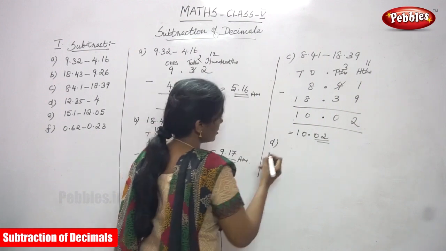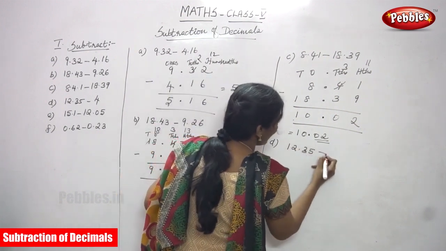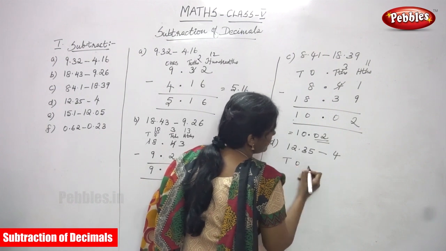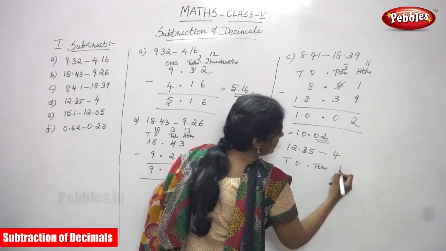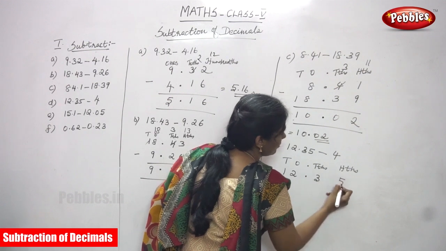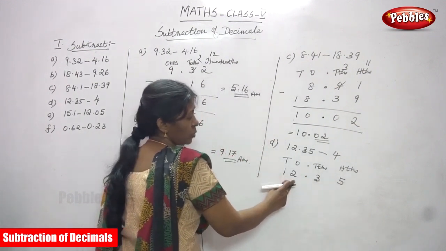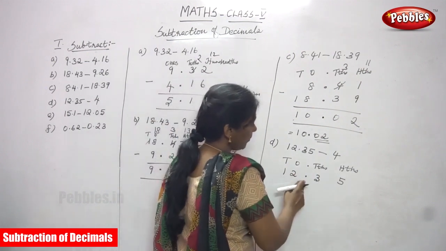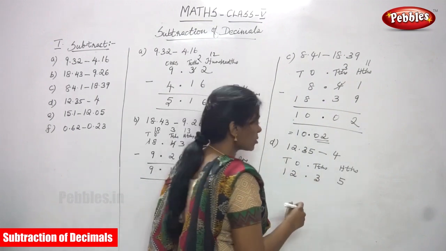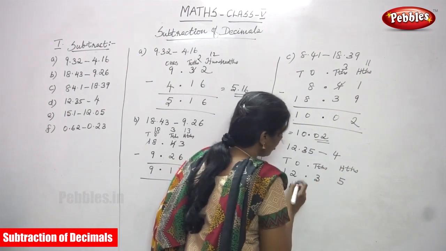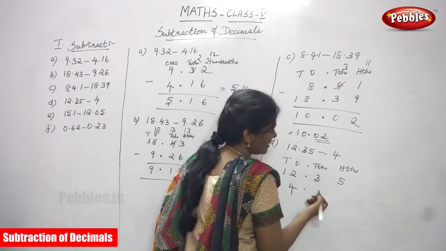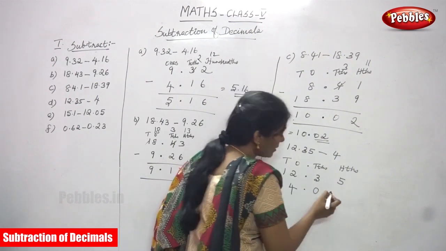Now D sum, that is 12.35 minus 4. Write the place values: ones and tens, then point, then tenths and hundredths. So 12.35: 1 in the tens place, 2 in the ones place, 3 in the tenths place and 5 in the hundredths place. After that you write the next number. 4 comes in the ones place, put a point. There is no number in the tenths place, write 0. In the hundredths place there is no number, write 0.